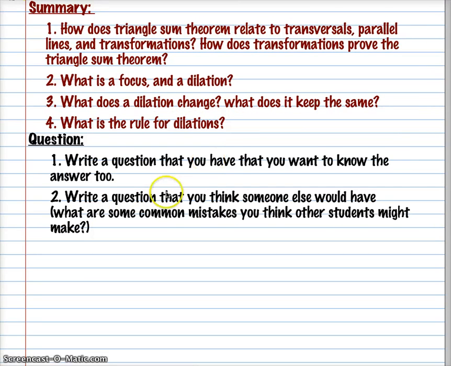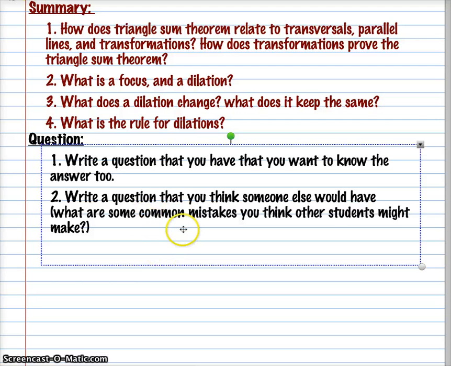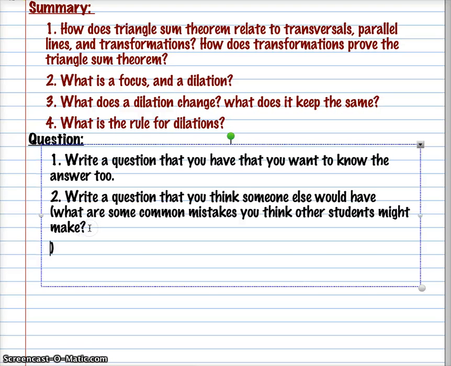Questions, again, if you have anything stuck that you want to know the answer to, make sure you write it down. Questions, something that you think someone else might ask. And lastly, write down a test question. Okay, write down a test question that you think might be good to ask on a test. Test questions. Okay. Practice to follow.